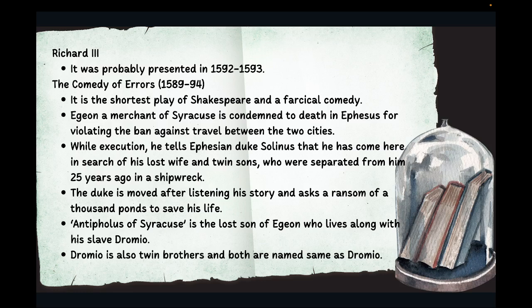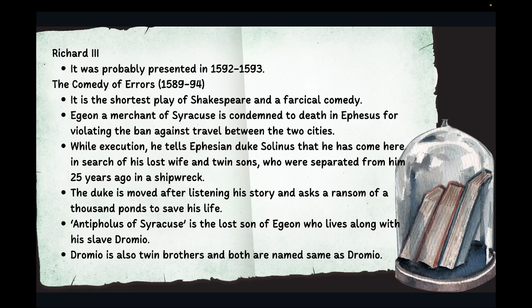Now we come to The Comedy of Errors, written between 1589 and 94. It is the shortest play of Shakespeare and a farcical comedy. Aegeon, a merchant of Syracuse, is condemned to death in Ephesus for violating the ban against travel between the two cities. During the execution, he tells Ephesian Duke Solinus that he has come here in search of his lost wife and twin sons, who were separated from him 25 years ago in a shipwreck.